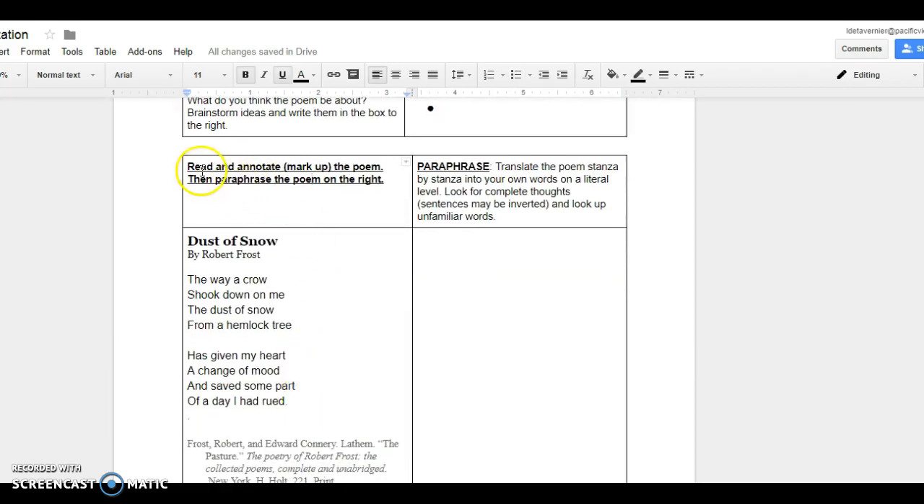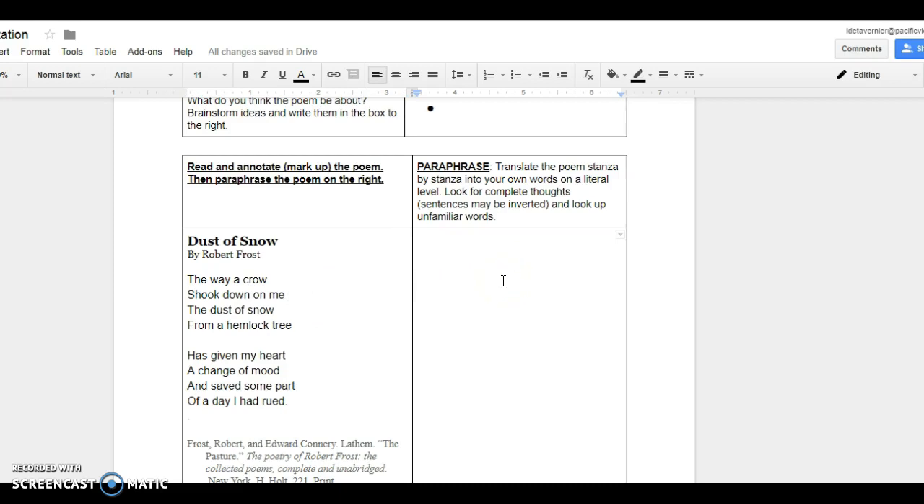Now, it asks us to annotate or mark up the poem. And over here it says, translate the poem stanza by stanza in your own words on a literal level. Now when he talks about stanzas, you'll see that this poem has 2 stanzas. So basically stanzas are like paragraphs for poems. So if we look at this first stanza, the way a crow shook down on me the dust of snow from a hemlock tree.